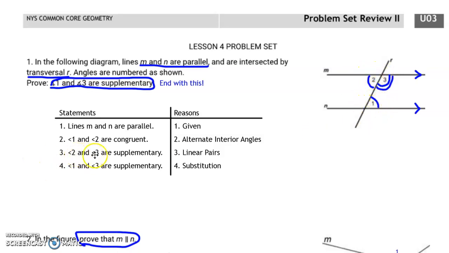We also know that angles 2 and 3 are supplementary because of something called linear pairs. You know that if two angles next to each other form a straight line, it's like this and like this, angles 2 and 3 form that straight line so that they are a linear pair. That means they're supplementary. They add up to 180 degrees. And then we said that angles 1 and 3 are supplementary because of substitution. We took out angle 2, and we replaced it with angle 1.